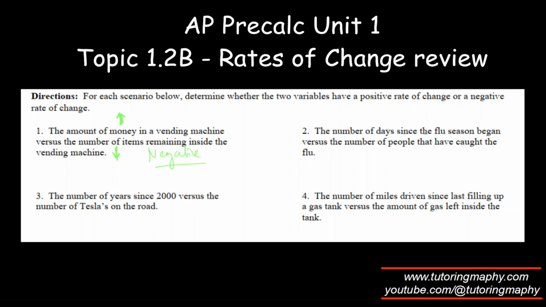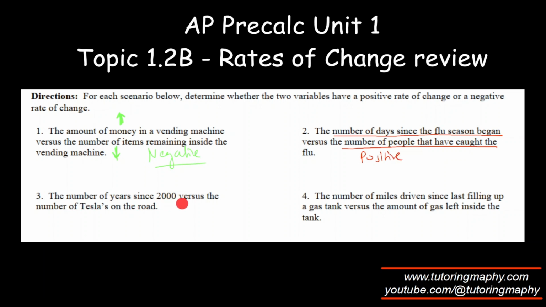On to the next one: the number of days since the flu season began versus the number of people that have caught the flu. They should have a positive rate of change, because as the number of days since the flu season began increases, the number of people who are infected or who caught the flu increases, right? That makes intuitive sense. So the rate of change should be positive in nature.